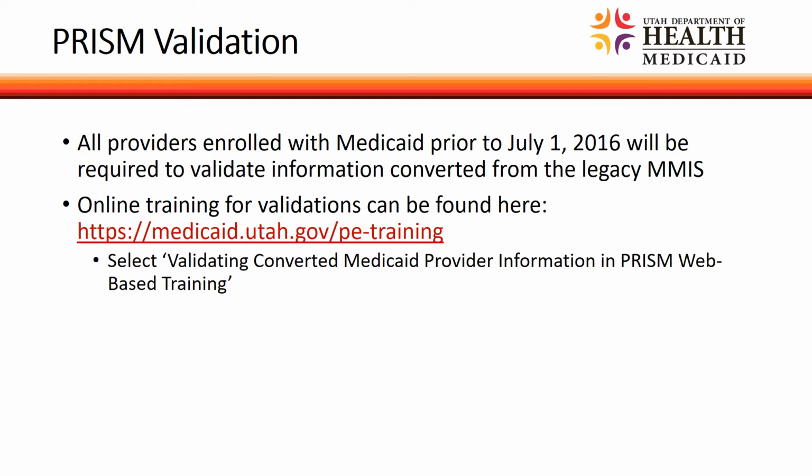All providers enrolled with Medicaid prior to July 1st, 2016 will be required to validate information converted from the legacy MMIS system. Online training for validations can be found here at our website, medicaid.utah.gov/PE training. You will then select Validating Converted Medicaid Provider Information in PRISM web-based training.